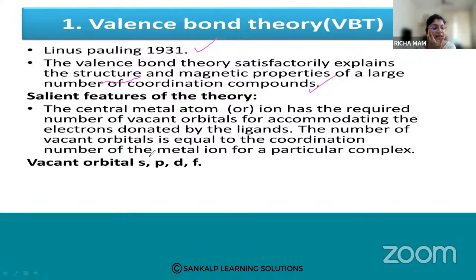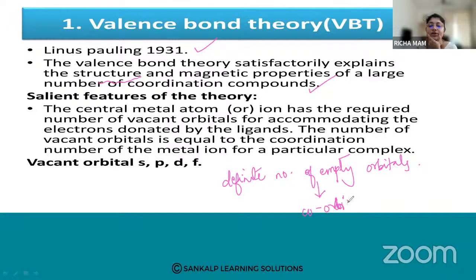The first one is that in the complex, the central metal ion provides a definite number of empty orbitals, so that the ligands will come and combine with the metal and form the coordinate bonds.